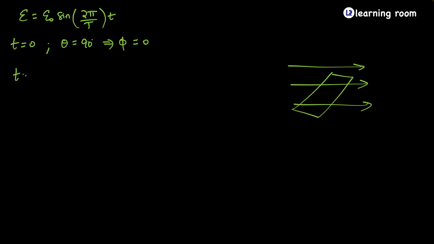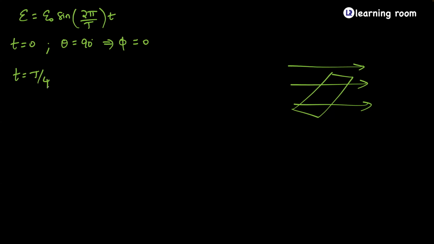At t is equal to 0, how much time will it take for the coil to rotate from here to here? It will take 1/4 of the time period. So 1/4 rotation, 1/4 rotation, 1/4 rotation, and the last one is 1/4 rotation. So there are totally four 1/4 rotations. To go from here to this position, it will take a time of T by 4.